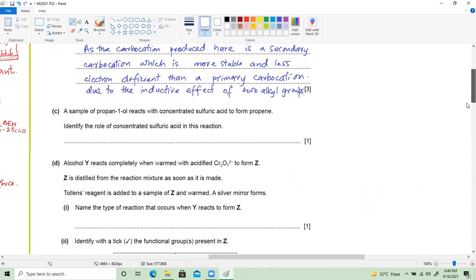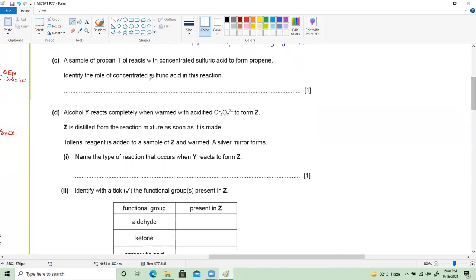Okay, let's take a look at the next one. A sample of propan-1-ol reacts with concentrated sulfuric acid to form propene. Identify the role of concentrated sulfuric acid. So sulfuric acid is behaving as a dehydrating agent. It removes water molecule from propan-1-ol like this: CH3, CH2, CH2OH.